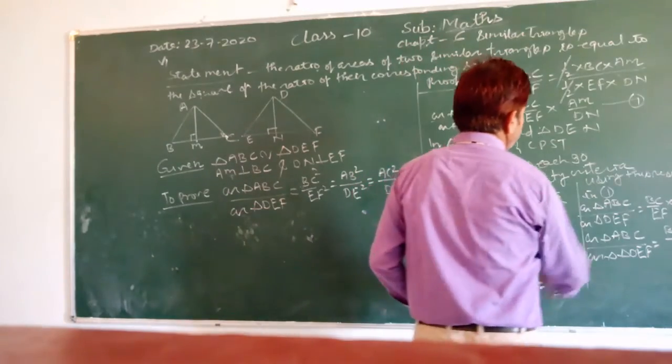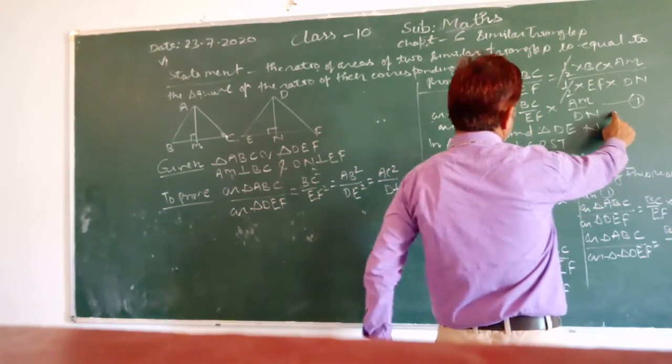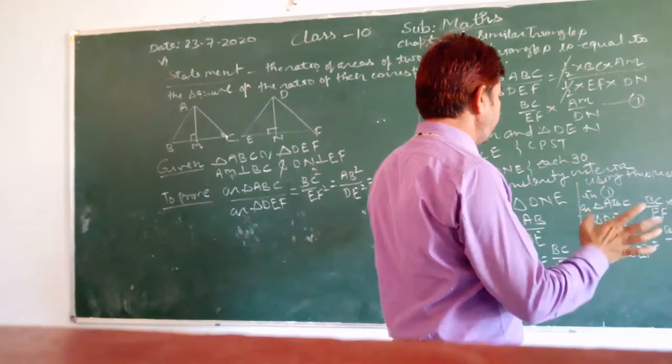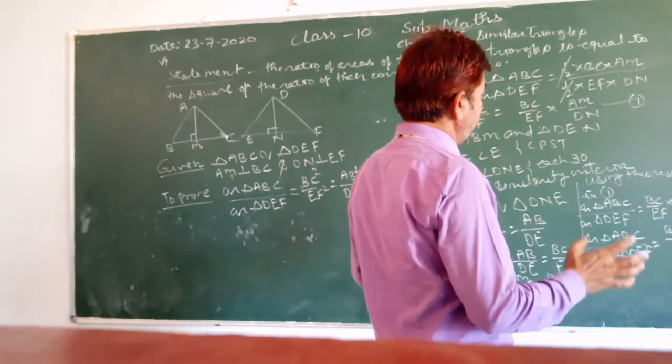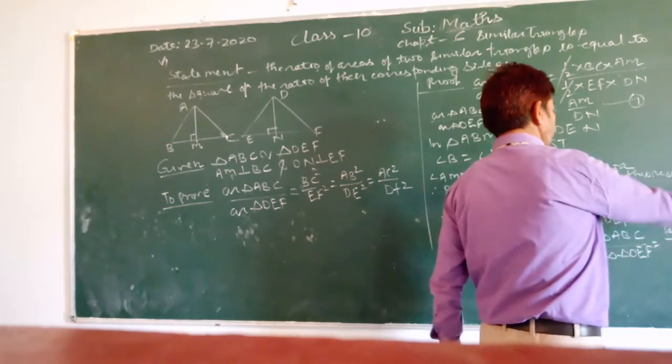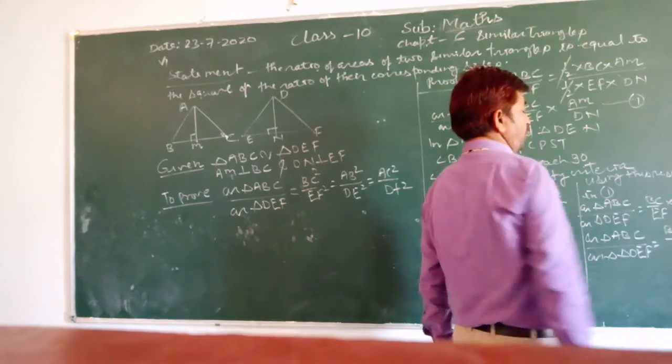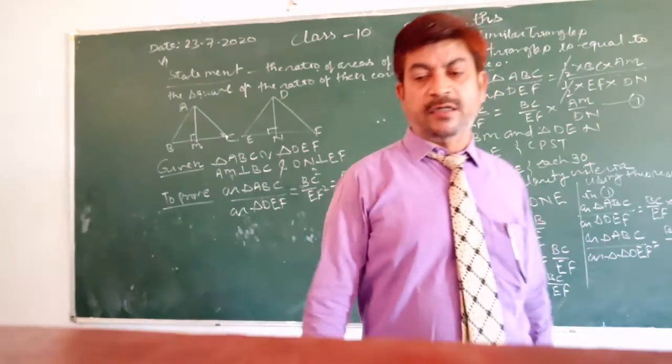Using this result first, we got area of triangle ABC upon area of triangle DEF is equal to BC upon EF into BC upon EF. It is equal to BC square upon EF square.